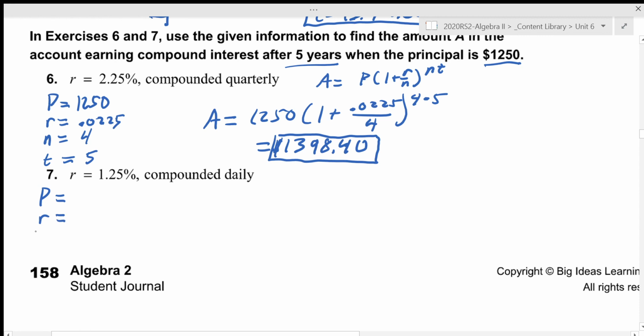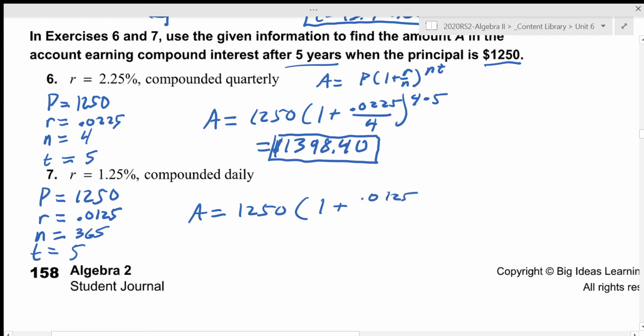For this next one, we have the same principal, but now the rate is 1.25% or 0.0125, but it is compounded daily. So there's 365 compounds a year. And then the time is still 5 years. And then we're plugging all of that into the compound interest equation. And when doing so, we should get 1330.62.